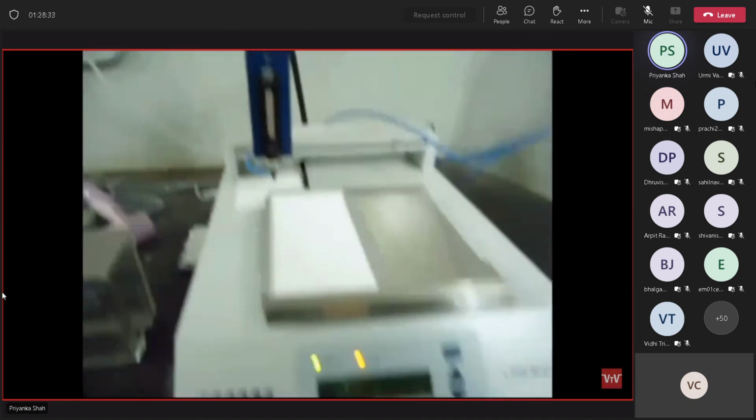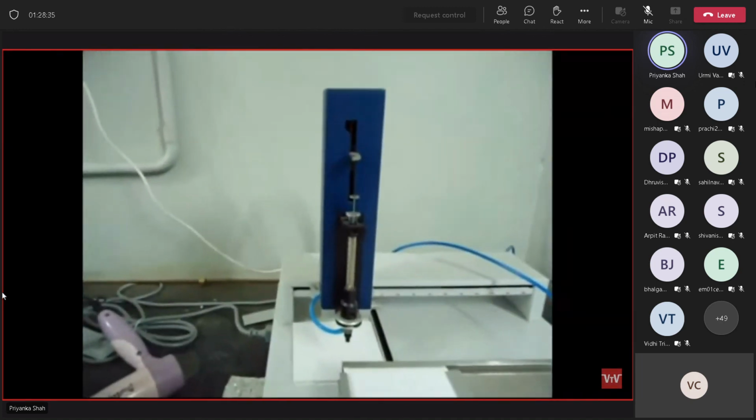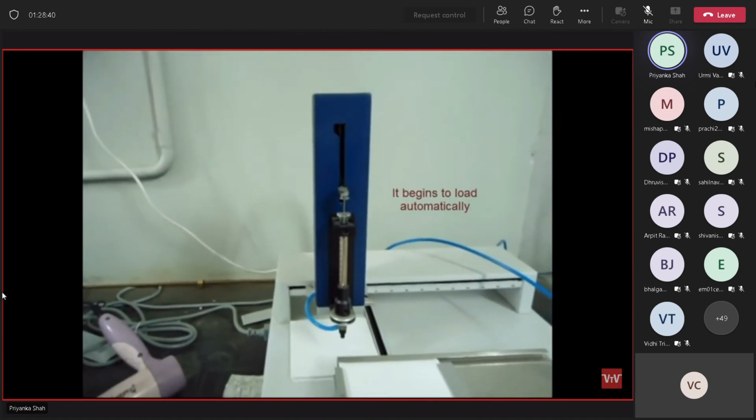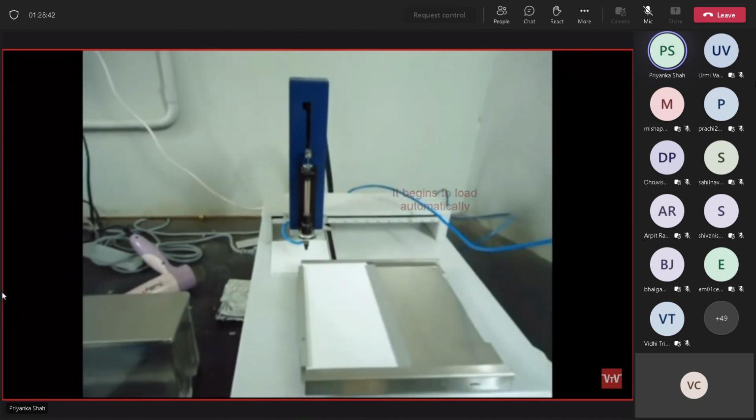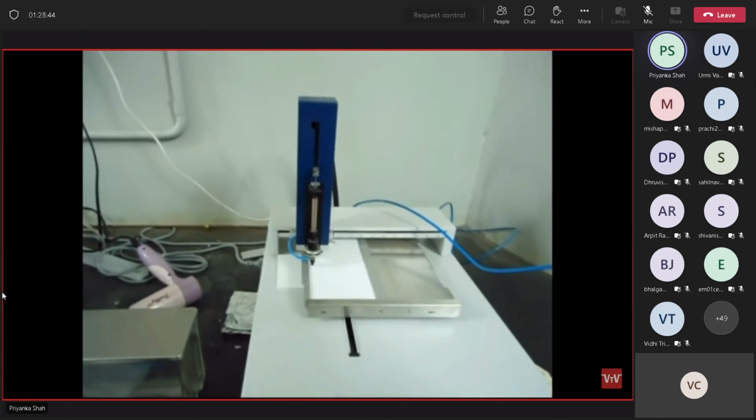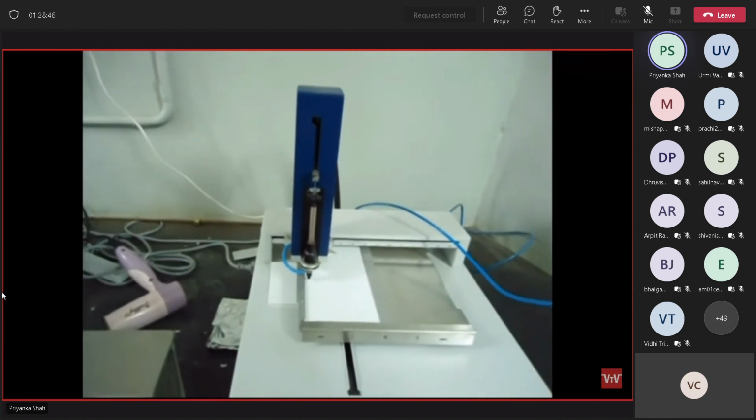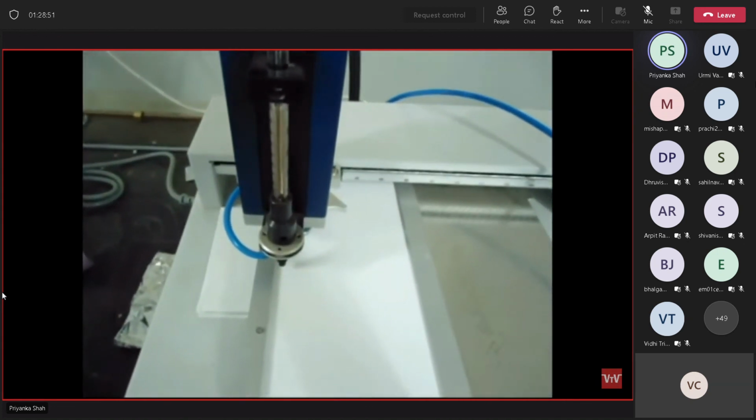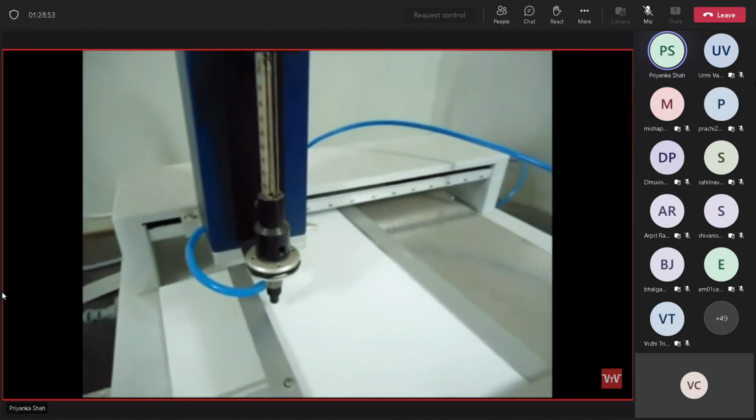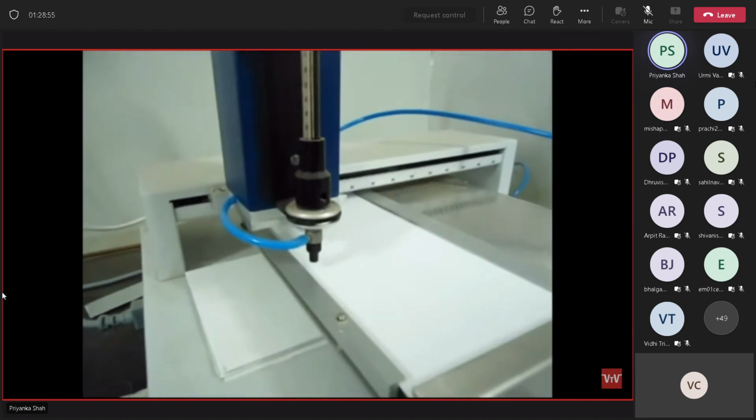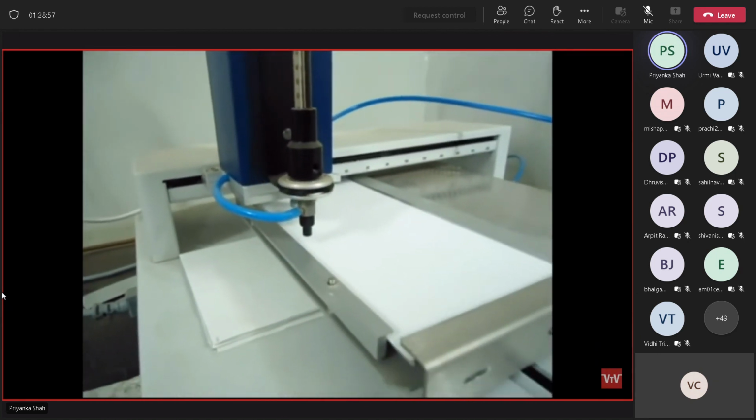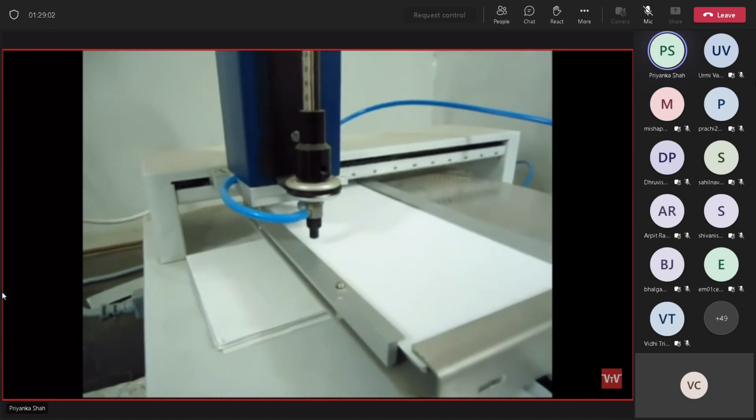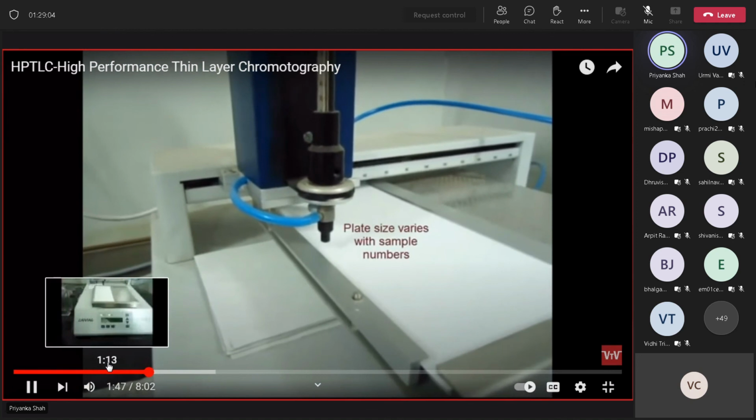It automatically allows the syringe to load the sample. It is the chromatographic plate. This is the way rectangular spotting is done. Plate size varies with the sample numbers. These plates are pre-coated with silica over the aluminum sheets. It may need activation if it is stored for a long time.